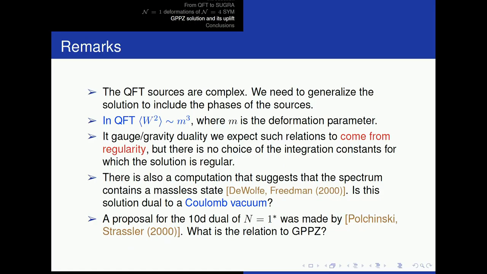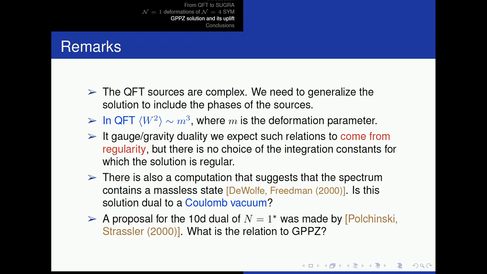Now, in quantum field theory, as I said, the couplings are complex. As a first step, it's clear these phases do play a role, so we need to generalize the solution to include the phases. Secondly, in quantum field theory, as I reviewed earlier, in the limit of infinite 't Hooft coupling, the condensate should be proportional to the mass cubed, where m is again the deformation parameter. Now, in gauge-gravity duality, we expect such relations to come from a regularity of the solution. However, for no choice of the integration constants is the solution regular. So that points towards the solution perhaps being unphysical.